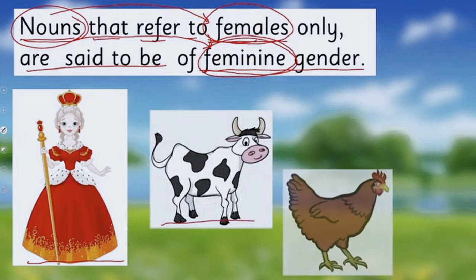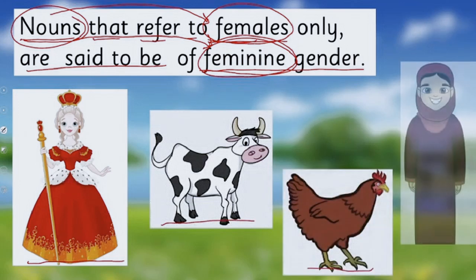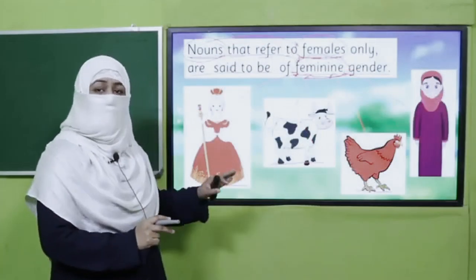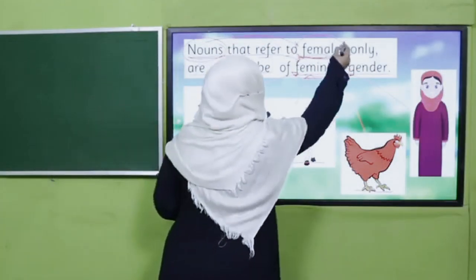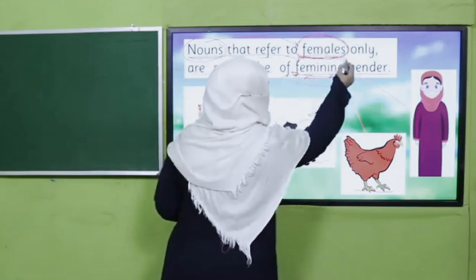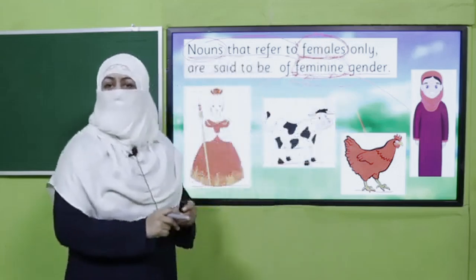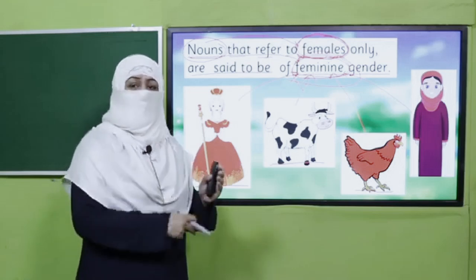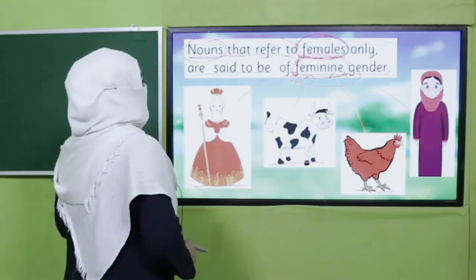Cow, hen, woman. So queen, feminine gender, cow, feminine gender, hen, feminine gender, woman, feminine gender. All are naming words which we use for females only. That's why they are called feminine gender nouns. Okay, this is what we already know. Masculine, feminine, and the next is neuter gender.